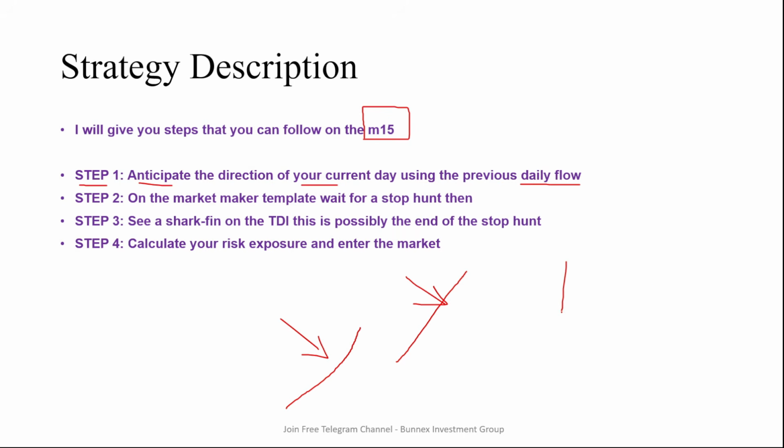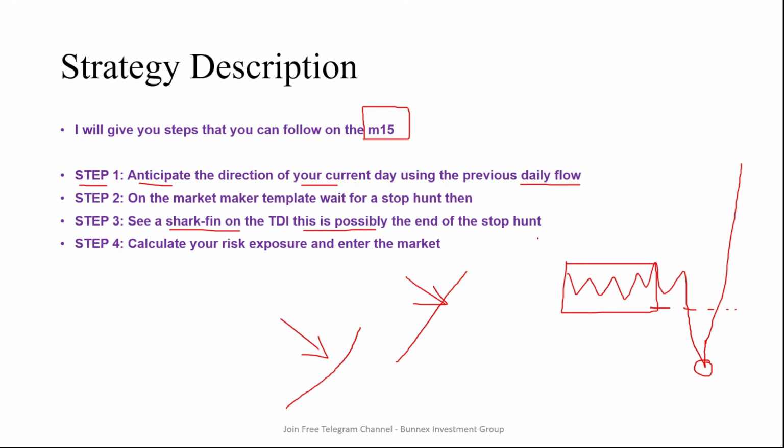So we are saying the Asian session is the governing session, whereby we are expecting the Asian session to range and then give us a stop hunt right below the Asian session. But this stop hunt must only be in the London session, and then we wait to see the market go to the upside if the previous day was an uptrend day. So see a shark fin on the TDI. This is possibly the end of the stop hunt.